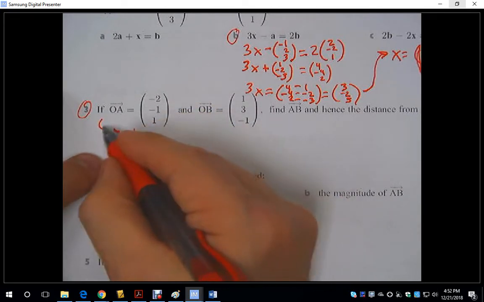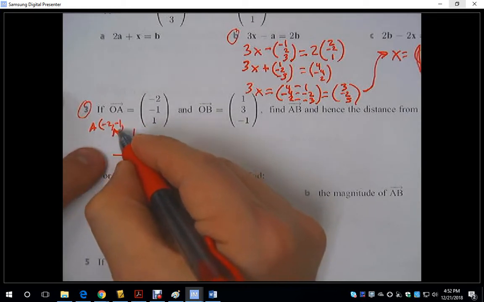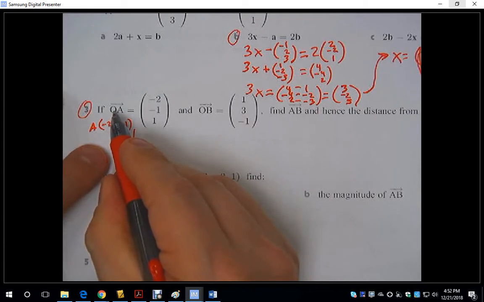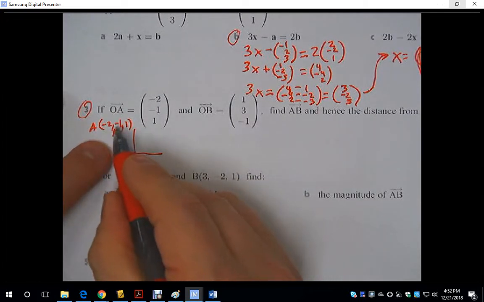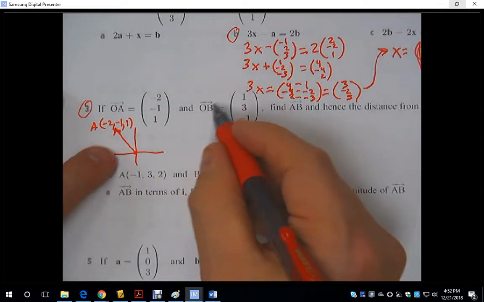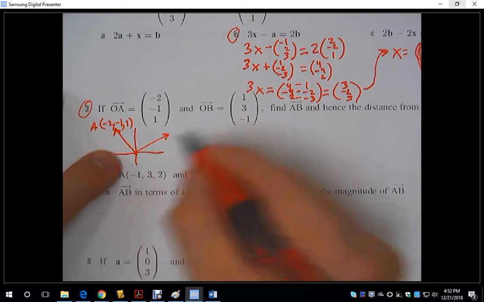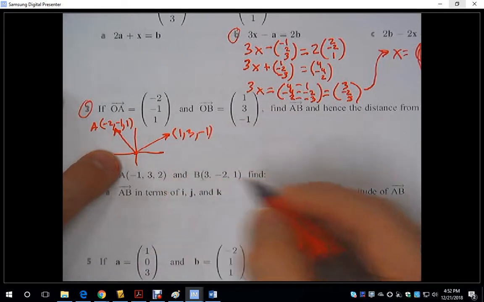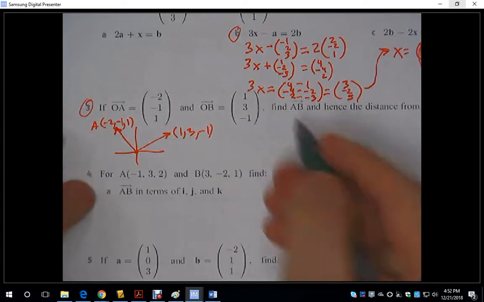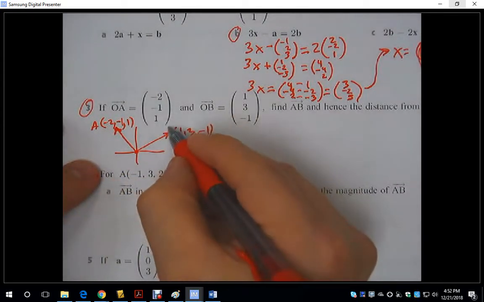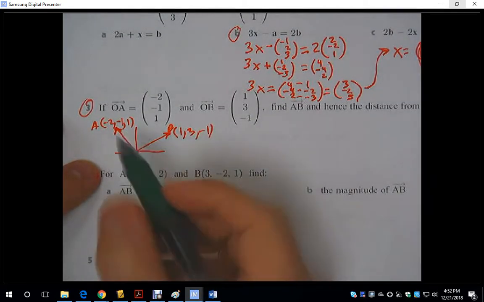Our point is going to be at A, negative 2, negative 1, 1. And the only reason I know this is because I'm starting at the origin. If I'm starting at the origin and I go a certain number of spaces, then this is actually going to be the point here of A. We're going to do the same thing with B. B is going to be somewhere out here with a point at 1, 3, negative 1. So if I want to find this new vector from A to B, my point B, then I'm looking at this vector here.